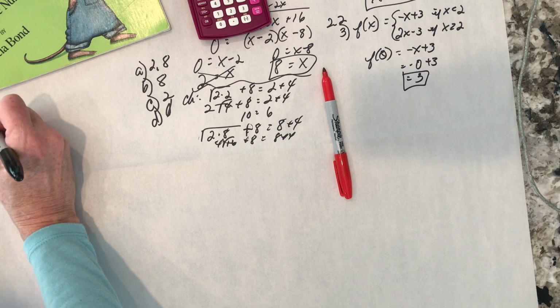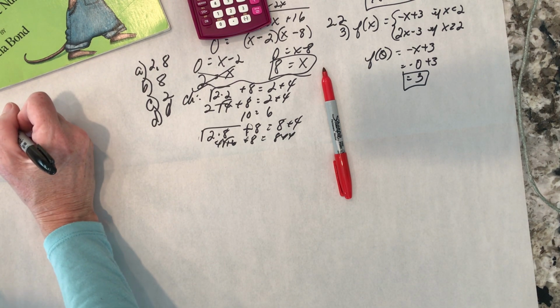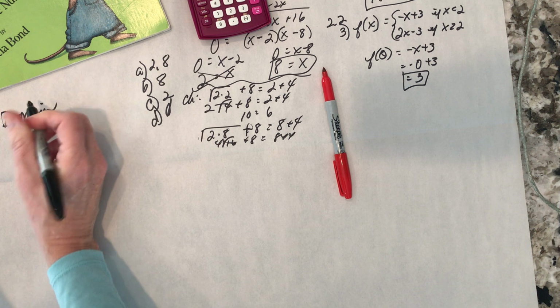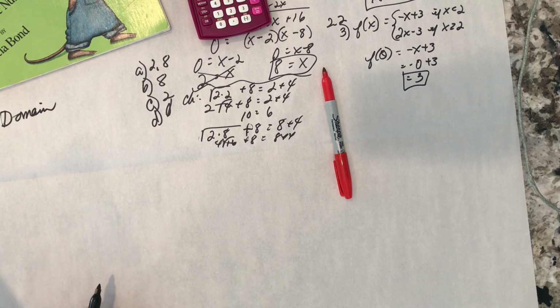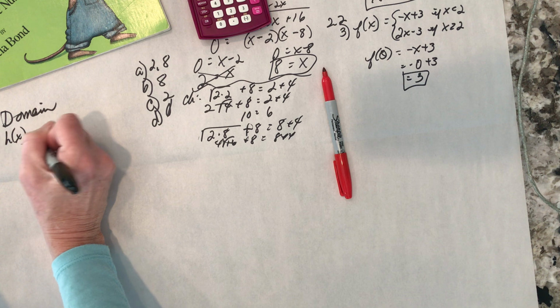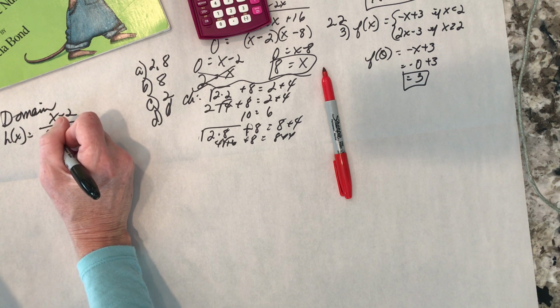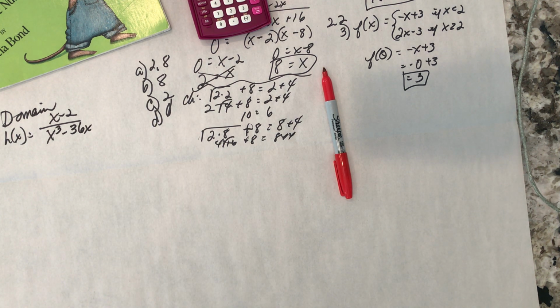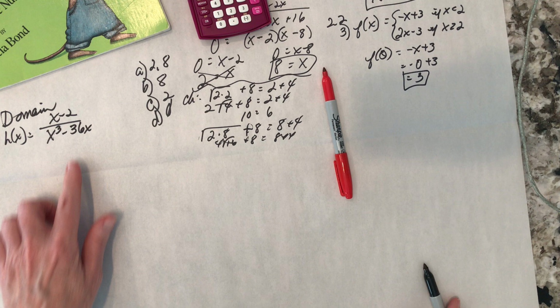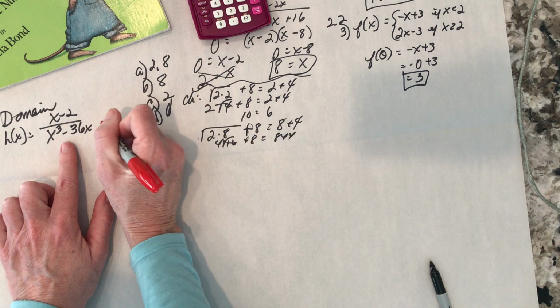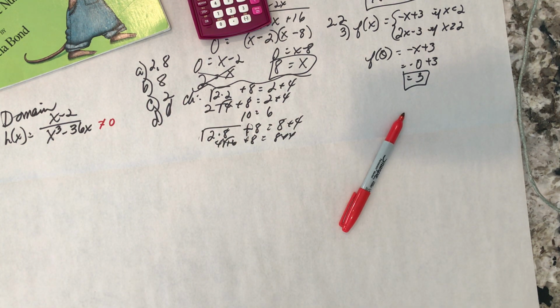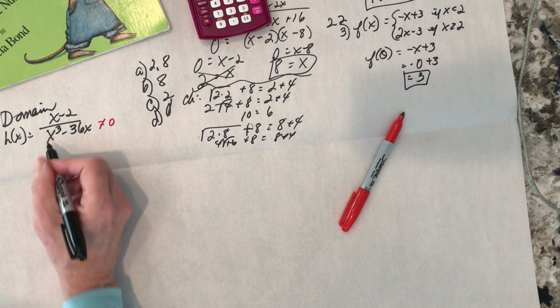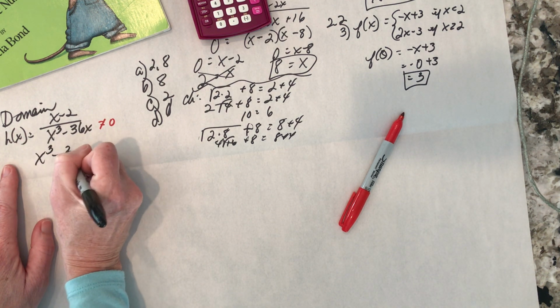Number 4, we're looking at finding the domain. This problem is from 2.6, and it gives you h of x equals x minus 2 over x cubed minus 36x. And you're asked to find the domain. We've got several domain questions here. Domain means what are you allowed to use for x, and that is only dependent on making sure that the denominator does not equal 0. You've got to make sure to stay away from 0. So let's set it equal to 0 and see what happens.